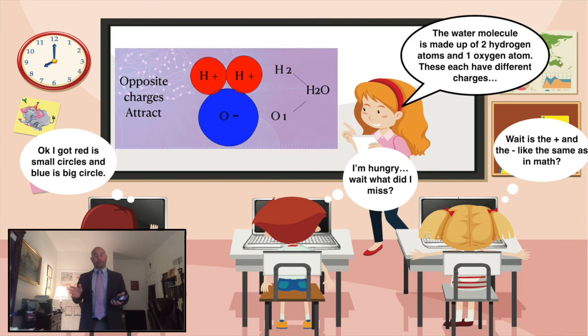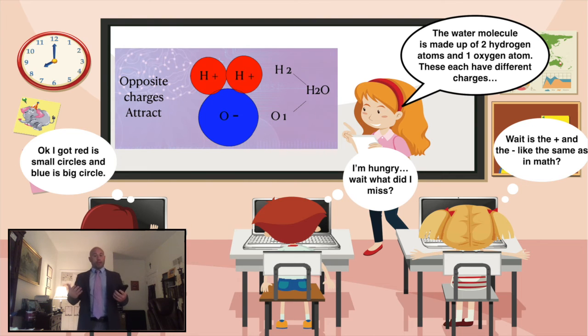So in this scenario, you see we have a teacher presenting a concept about a water molecule. And she's got a diagram up on the board. She's got the molecule up there with the two hydrogen atoms colored red and the oxygen atom colored blue. She has a little phrase that says opposite charges attract, and then she's got a tiny diagram on the right that says H2O1, and it combines to H2O. Besides that, though, she is saying the water molecule is made up of two hydrogen atoms and one oxygen atom. These each have different charges, and then she would go on.